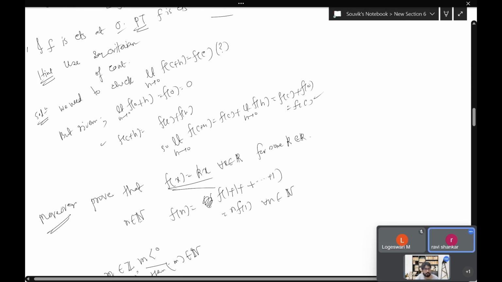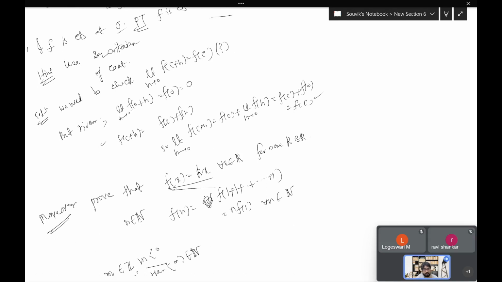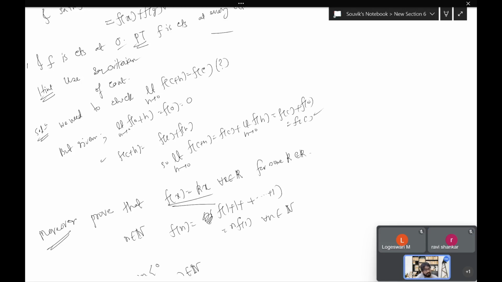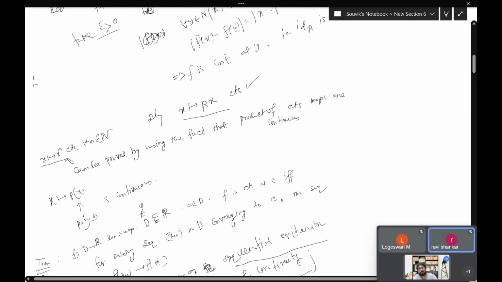Yes, sir. Do you know about the sequential criteria of continuity? Sir, if a function is continuous, then the sum of the function is also continuous. No, no, the sequential criteria of continuity. Sequential criteria. Sir, okay, please recapitulate, sir. Yeah, one second.